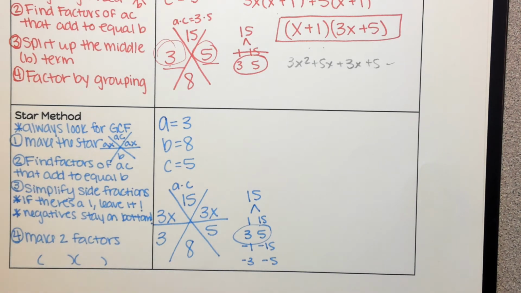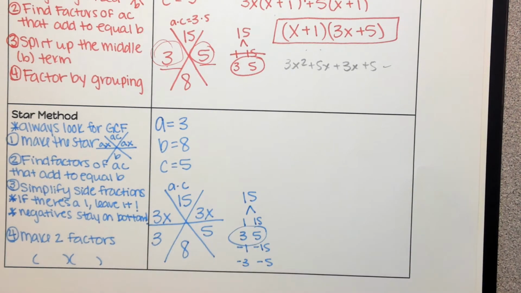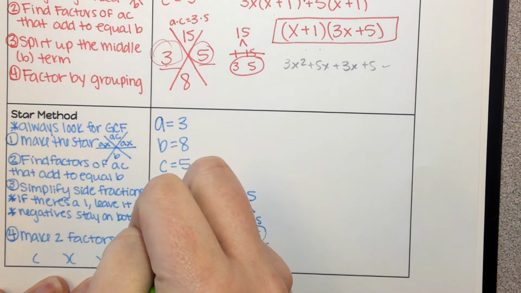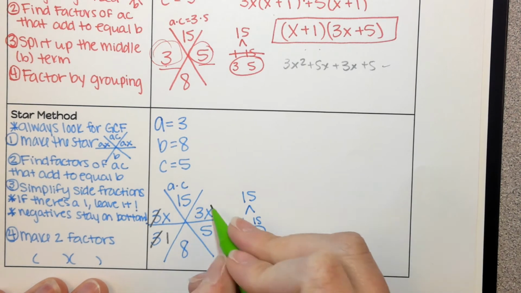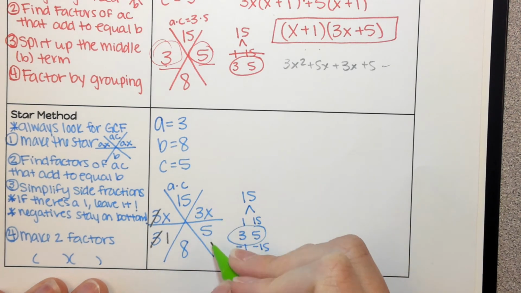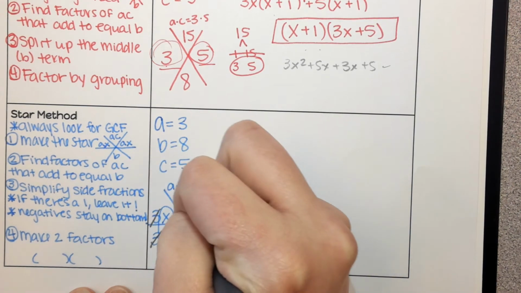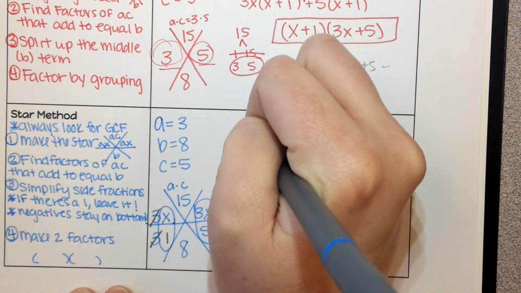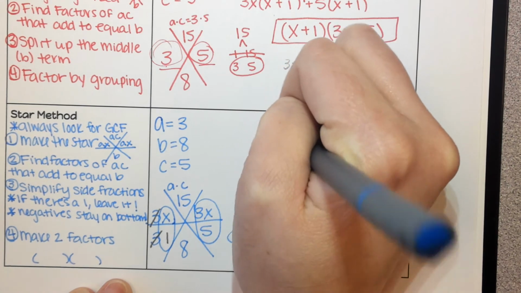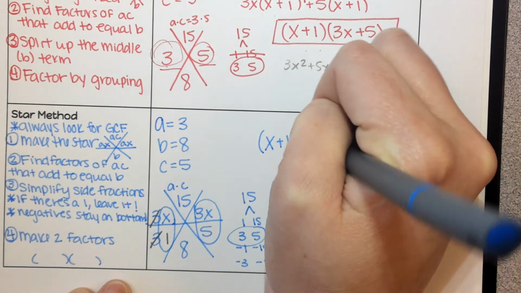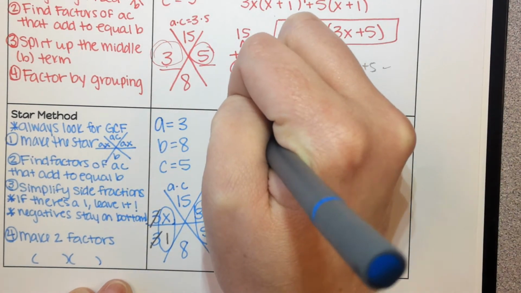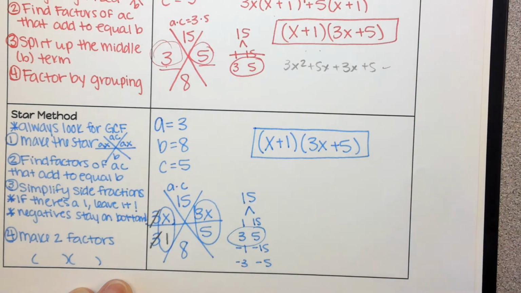Step number 3, simplify the side fractions. So I know 3 over 3 simplifies to 1 over 1. 3 over 5 doesn't simplify, so it's just 3 and 5. I'm going to use these two sides to make my factors. So x plus 1 and 3x plus 5. And that's my final answer.